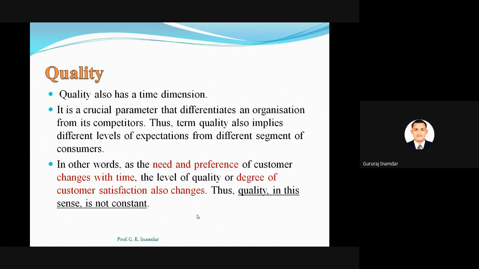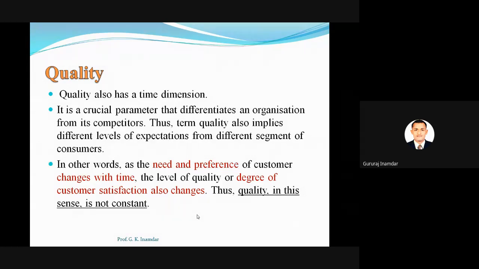Definitely the farmer will say to try to minimize the price. Why? Because of his background. Suppose there is maintenance. If you pay the maximum price for the vehicle, maintenance is also high. Is it right? So they will try for minimum maintenance. So this is a difference. Is it right? So the degree of customer satisfaction also changes with respect to time.